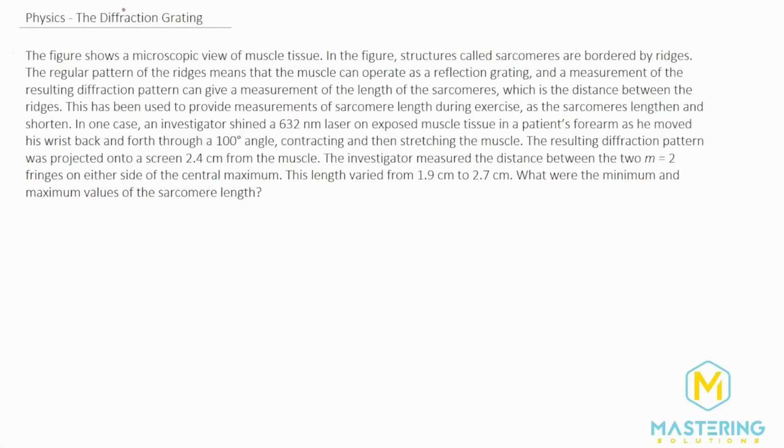Welcome to Mastering Solutions. This question, the actual math to get the answer when we plug everything in at the end, is not too bad. It just takes a little bit of algebra for us to get there. So I'd like to start on this one with the equations that we're going to be using, because what we need to find is the minimum and maximum values of the sarcomere length. Now, what do they mean when they say that?